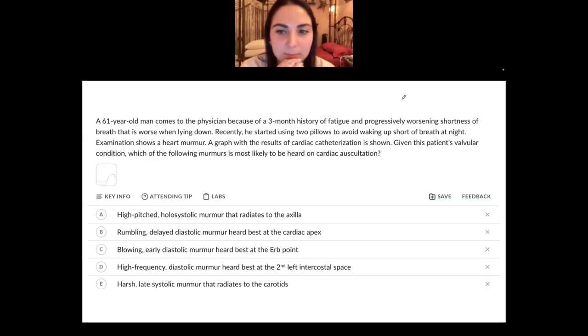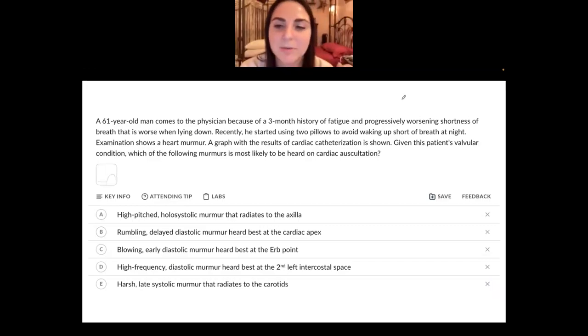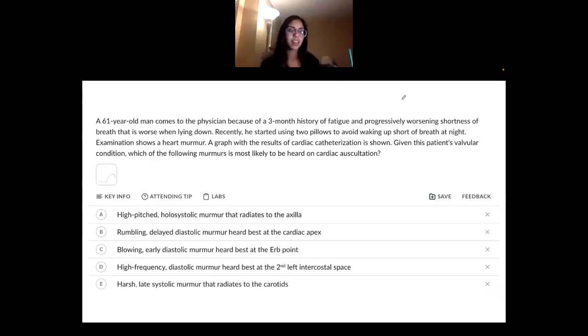So if you need two pillows, does that mean that it's a left-sided issue? Yes, very good. They call that the pillow sign. You'll actually probably start doing that with your patients. When you do your SPs, you'll ask how many pillows they sleep with at night, just to get an idea of how much their heart is failing, basically.